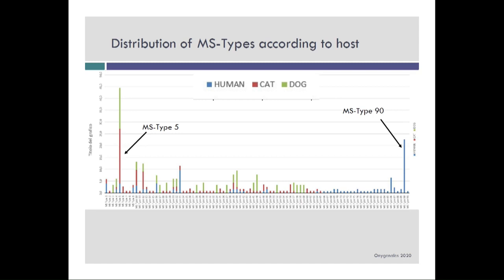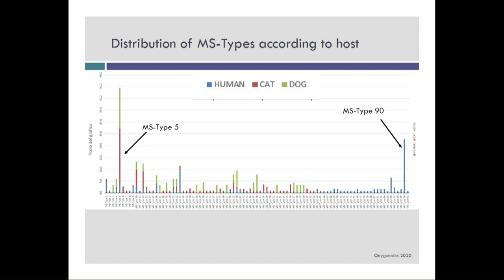Okay. Sorry. There is a genotype 90, which seems to dominate the human strains. But you must remember that this strain came from Asia, and from this continent, we did not have the availability of animal strains. So the overrepresentation of this MS type may depend just on a geographic feature and not on a real more pathogenic value for humans.